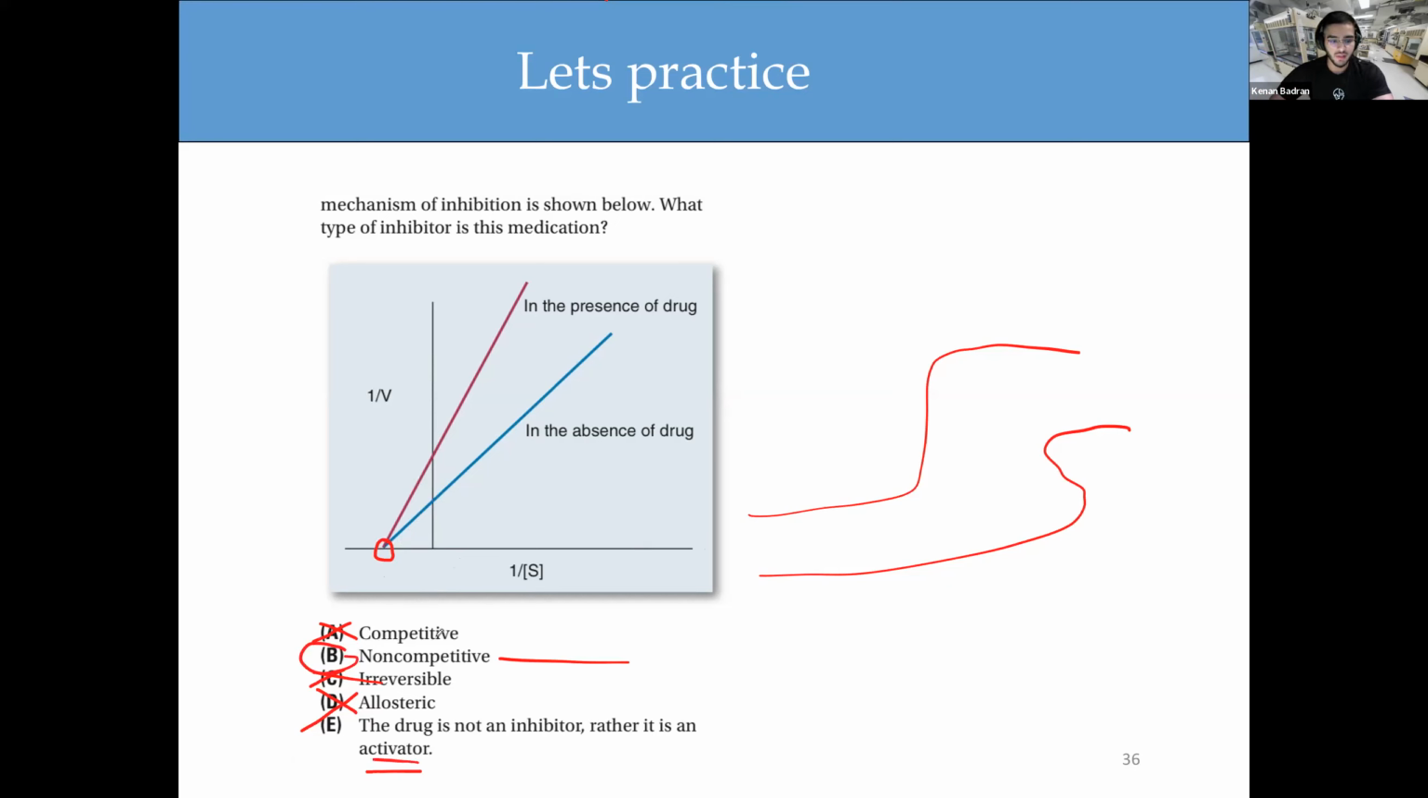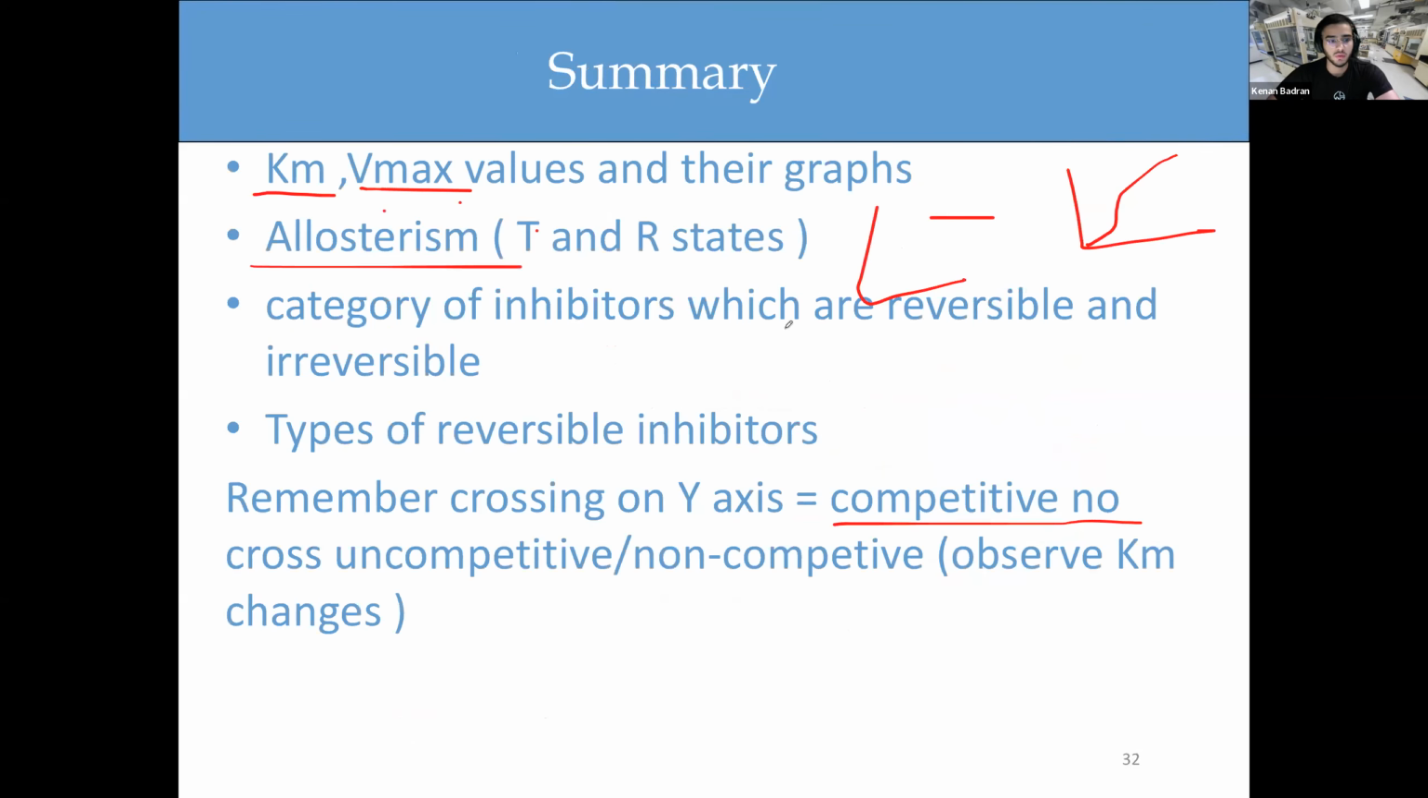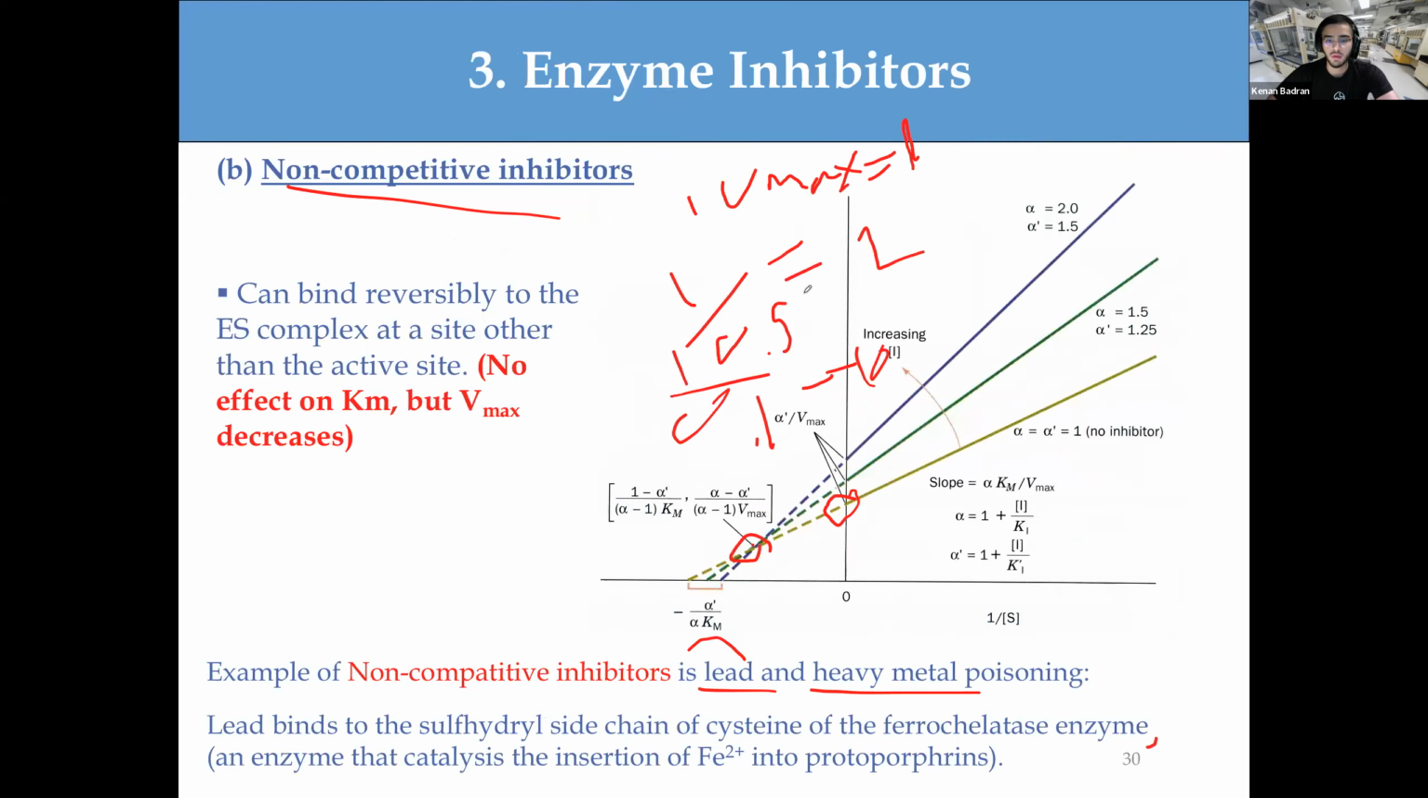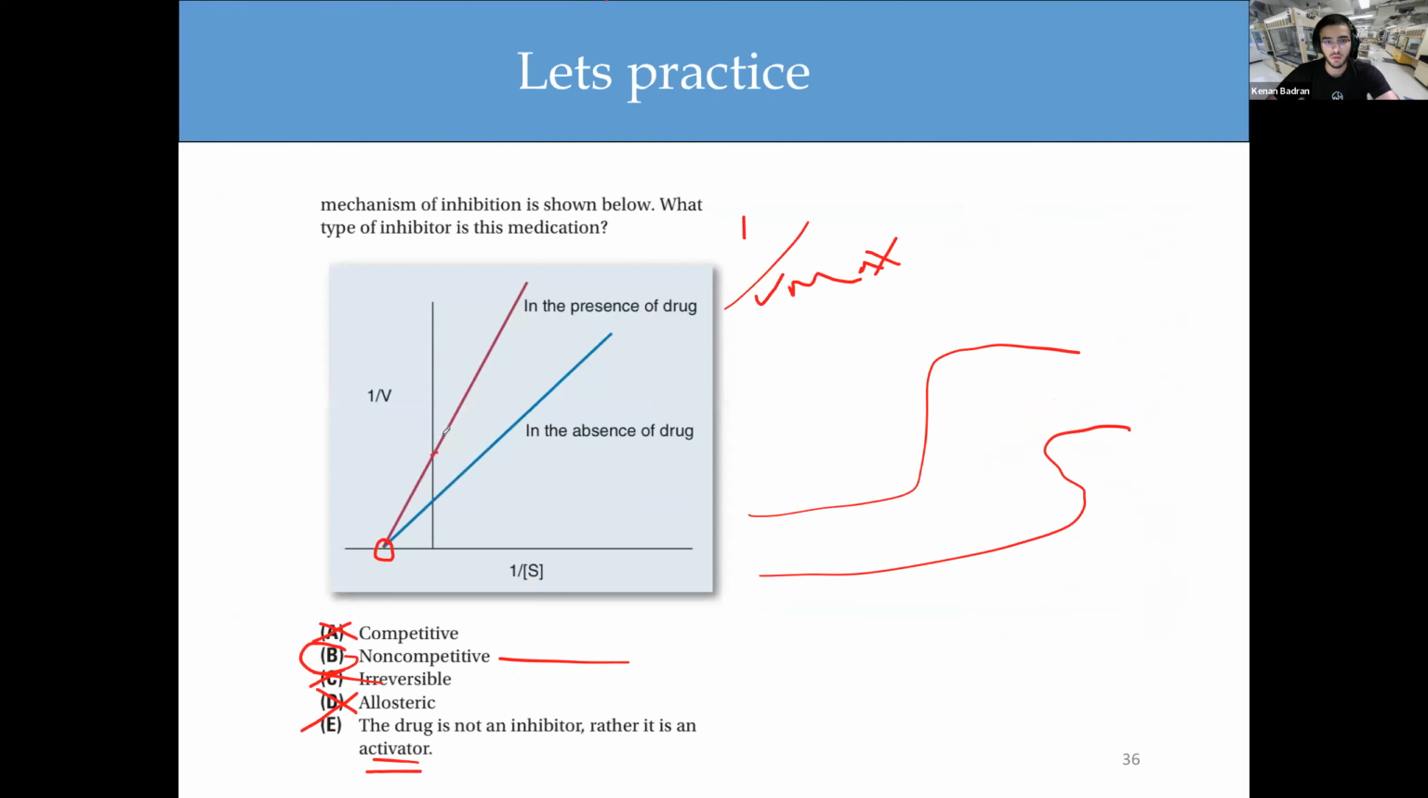Why is it not an activator? Because we said what? In the presence of the drug, the Vmax on the table went up. And we said that earlier, 1 over Vmax, and we showed the example. The lower the number of the Vmax, the higher it would be on the graph. So let's assume the Vmax got reduced by half, it will go up on the graph double. So you're correct, it is B.